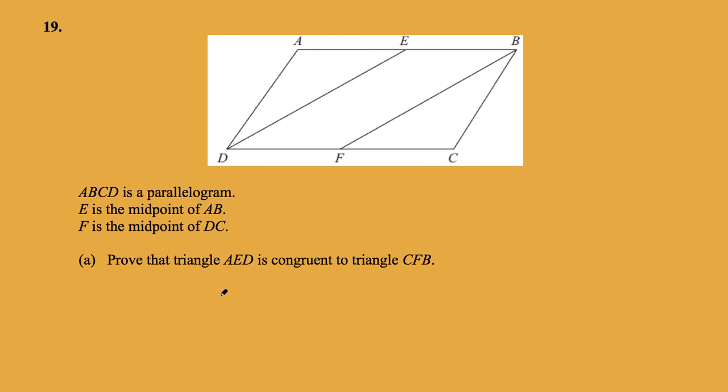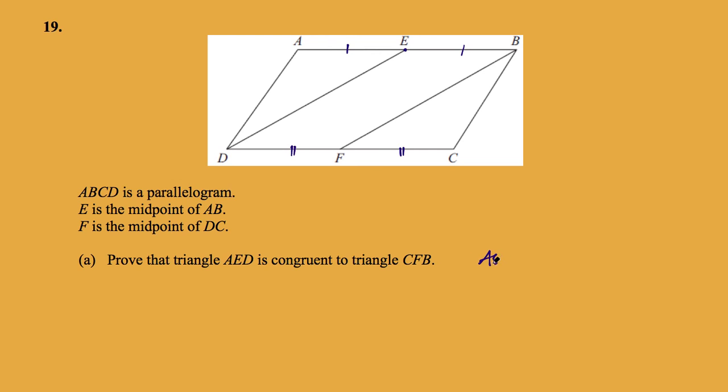Question 19. ABCD is a parallelogram. E is the midpoint of AB. So those are both equal, AE and EB. E is the midpoint of AB, F is the midpoint of DC. So those two sections are equal as well. Prove that triangle AED, this one here, is congruent to triangle CFB.